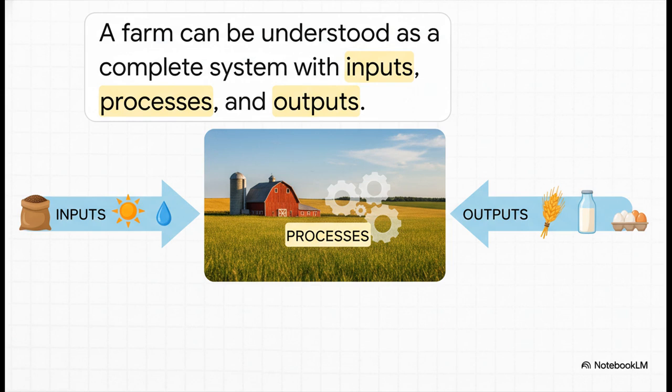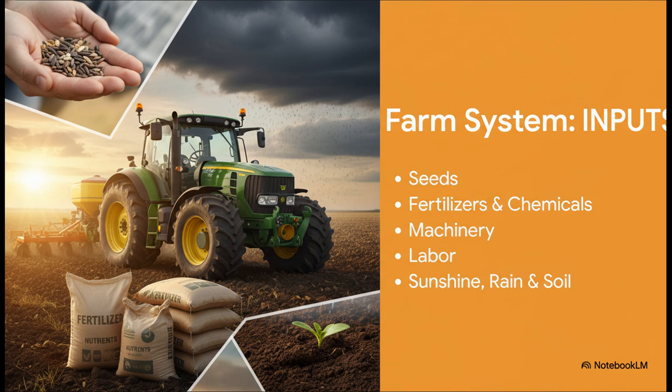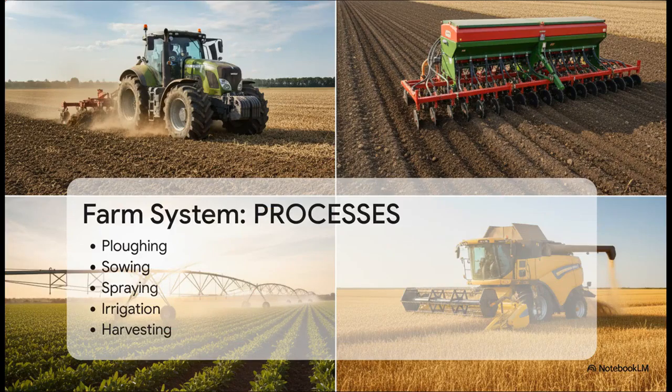You know, it's helpful to think of any farm, no matter how big or small, as a complete system. It's got inputs, it's got processes, and it's got outputs. Let's take a quick look at what that really means. First up, you have the inputs. This is basically everything you need to get going. You've got the human inputs like seeds, fertilizers, and machinery, and of course, labor. But then you have the physical inputs, the stuff that comes from nature: sunshine, rain, and the quality of the soil itself.